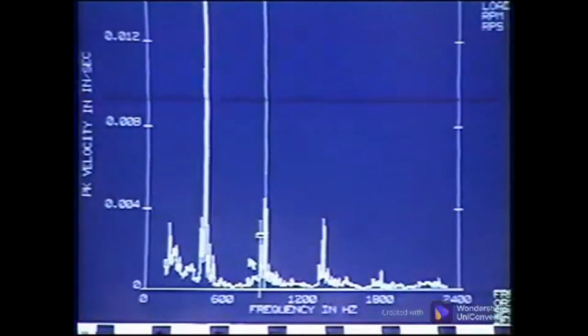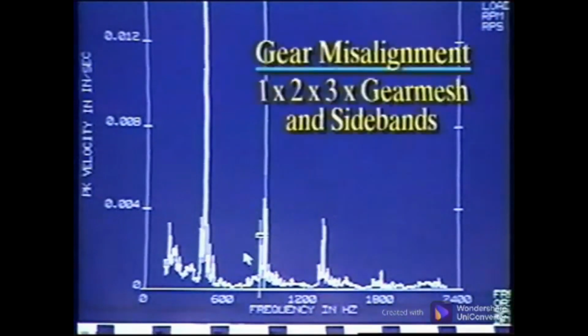Gear misalignment is similar to misalignment of other common machinery components. There can often be a high 1, 2, or 3 times shaft turning speed peak. In the case of gears, the misalignment can also be at 1, 2, and 3 times gear mesh frequency, modulated by shaft speed sidebands. It is very common for the 2 or 3 times gear mesh peak to be higher than the 1 times gear mesh peak.